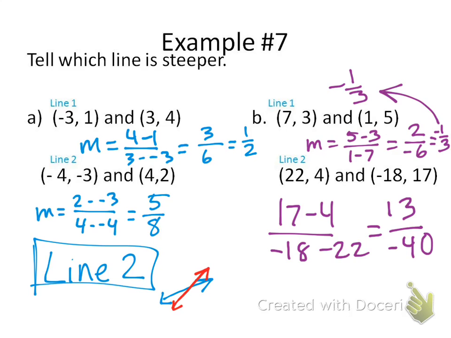Anyone have a calculator? Do 13 divided by 40. 0.325. So this one as a decimal is 0.325. 1/3 as a decimal is 0.333 repeating. So which one has a greater value? Yeah, -1/3. Good. So I'll just box in line 1. That's the steeper line. Again, don't worry about the signs. It's the absolute value we're talking about for steepness.